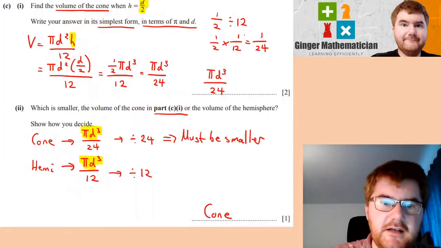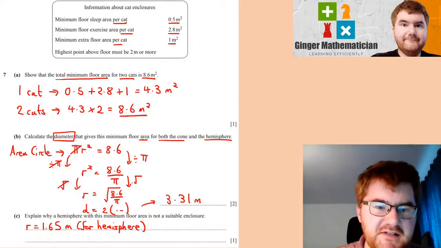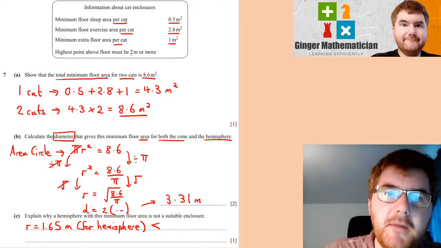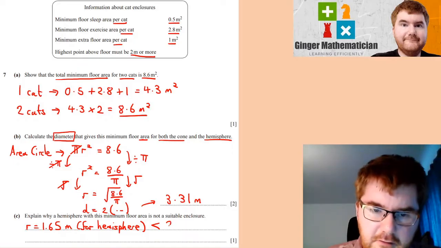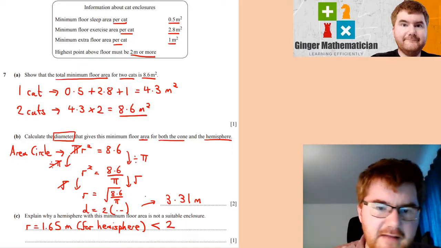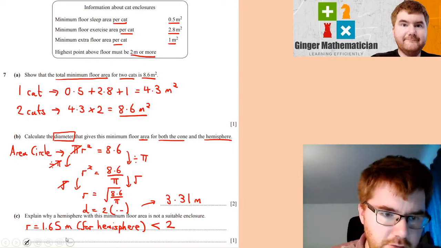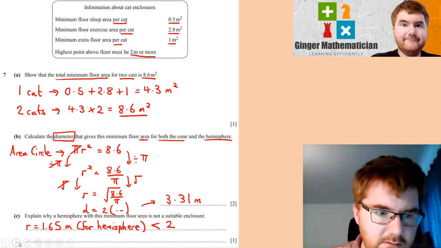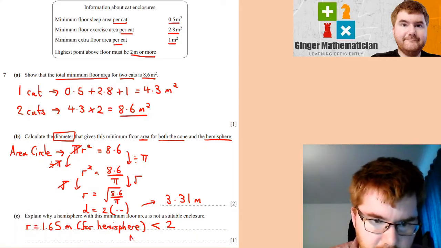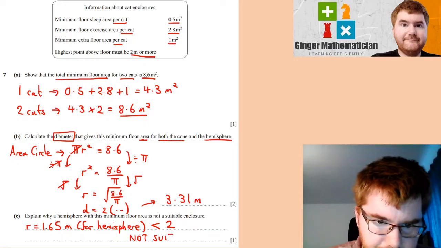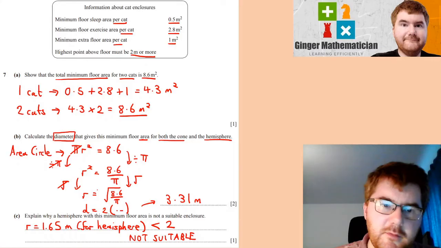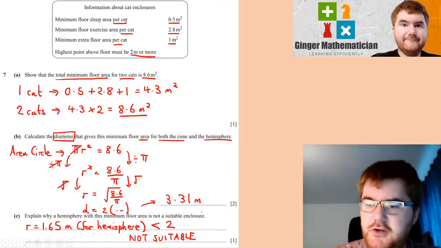So notice that was the difference between the cone and the hemisphere. So this radius here is equal to 1.65 meters, and this is less than this condition I mentioned earlier, that the highest point above the floor must be 2 meters or more. And so this number 1.65 is less than 2, therefore not, I'm going to write this in big letters. Get the pen out, there we are. Not suitable. Make it very clear to the examiner. What I'm saying here, this 1.65 we worked out earlier from here is less than 2.